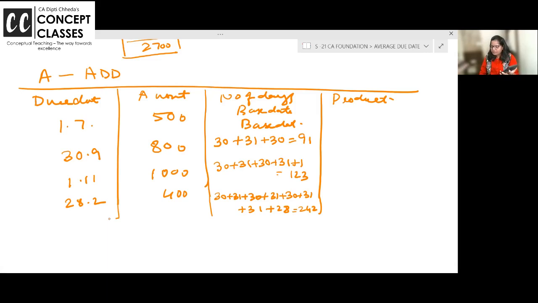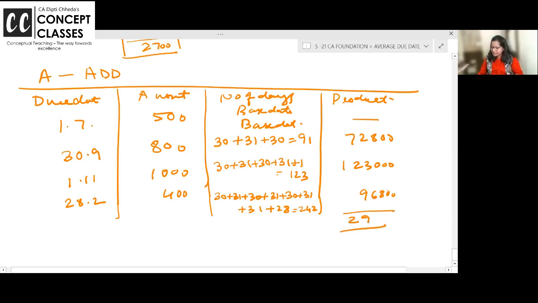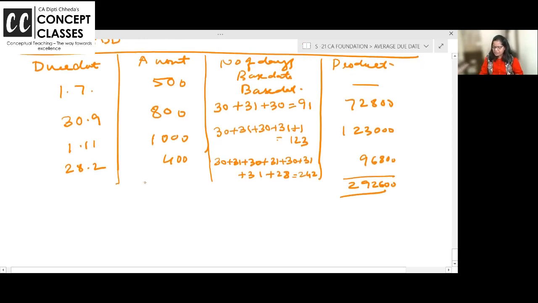Now, number of days from the base date is clear. Let us take the product. 800 into 91, 72,800. Put it in memory. 1000 into 123, 1,23,000. Put it in memory. 400 into 242, 96,800. Put it in memory. So how much you are getting? The sum of the product 292,600.